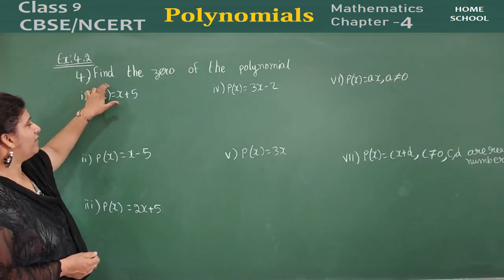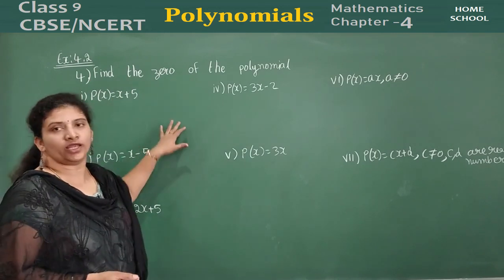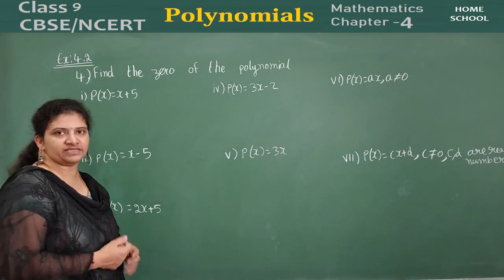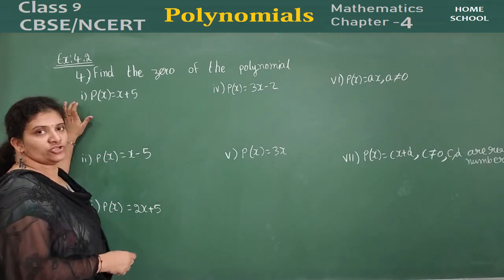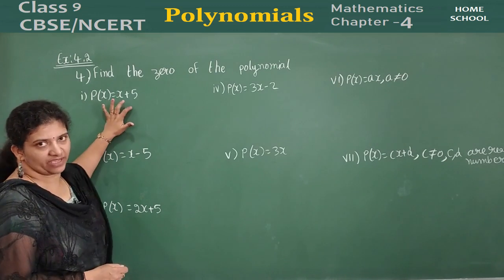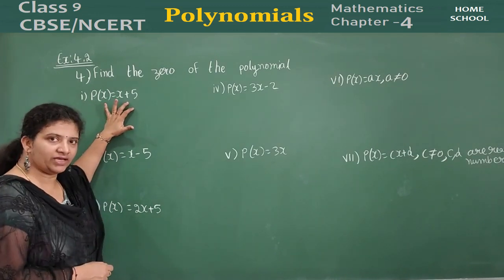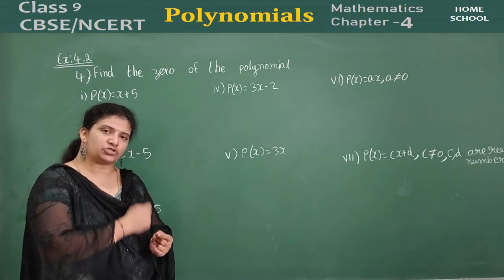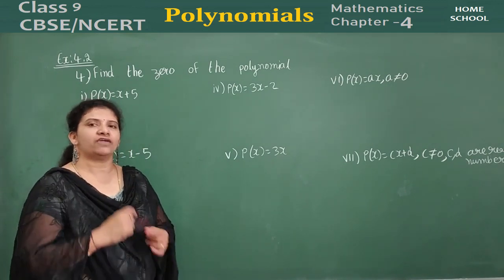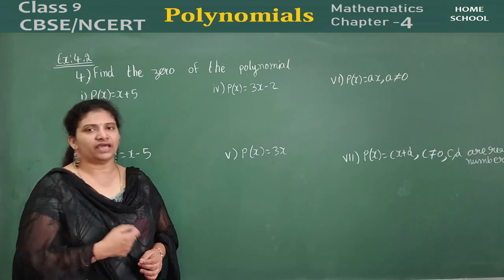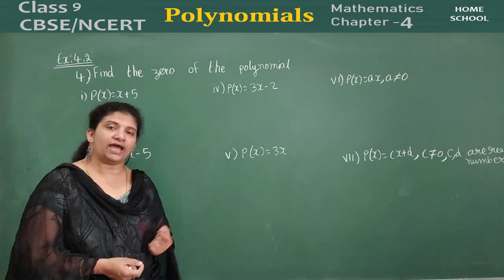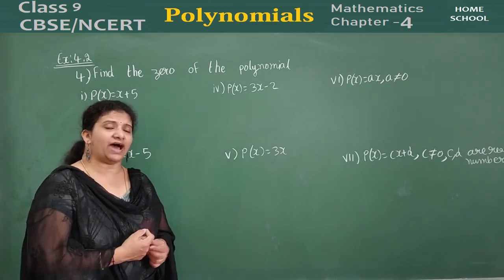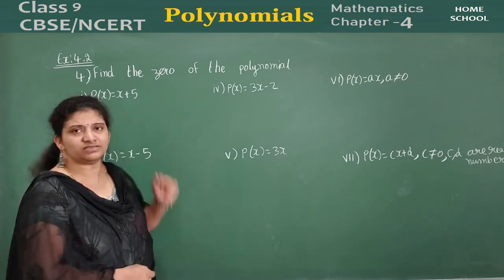Fourth main, find the zero of the polynomial if P of x is equal to x plus 5. What is your first sub question? P of x equal to x plus 5. Before this main, what have we done? They have given 2 or 3 values. If you substituted that value in the polynomial of x and got an answer 0, then we said that the value we are substituting is a zero of the polynomial. Now find the values to make this polynomial 0.